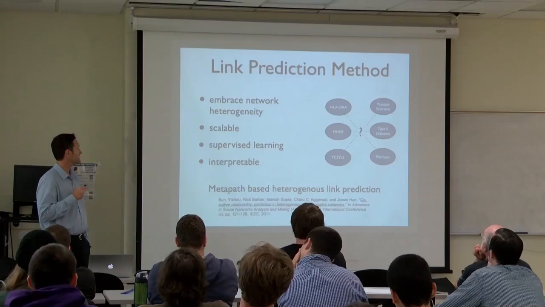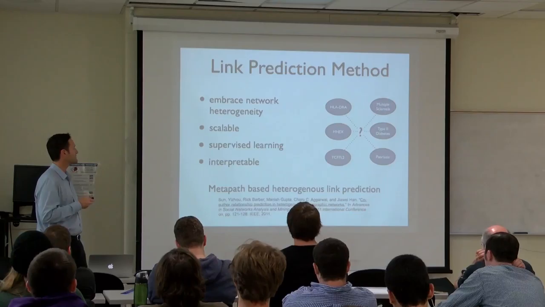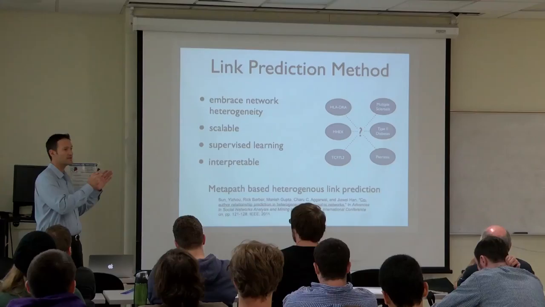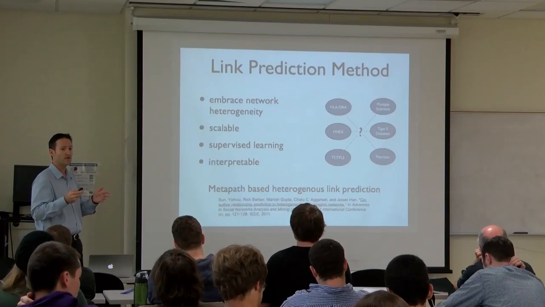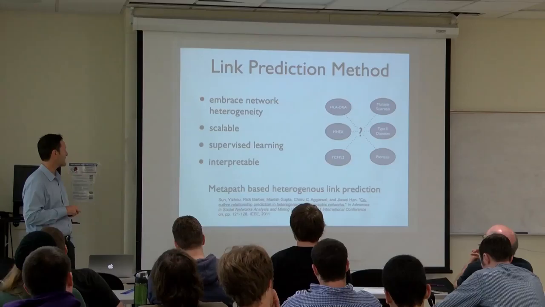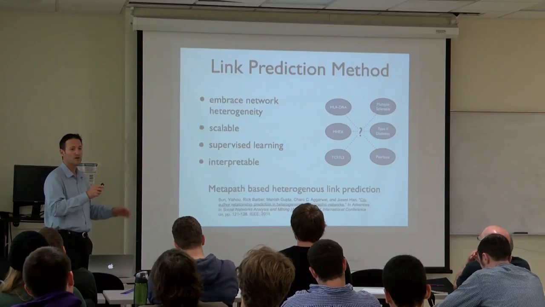It's scalable, so you can start with a small network and grow it to millions of nodes. It's amenable to supervised learning, so you can identify several features in that network that, at the univariate level, might hold some predictive potential, and then you can feed them into a machine learning method where you can test the predictiveness of that feature or sets of features. And it's highly interpretable because you know which type of features you're including in your model.